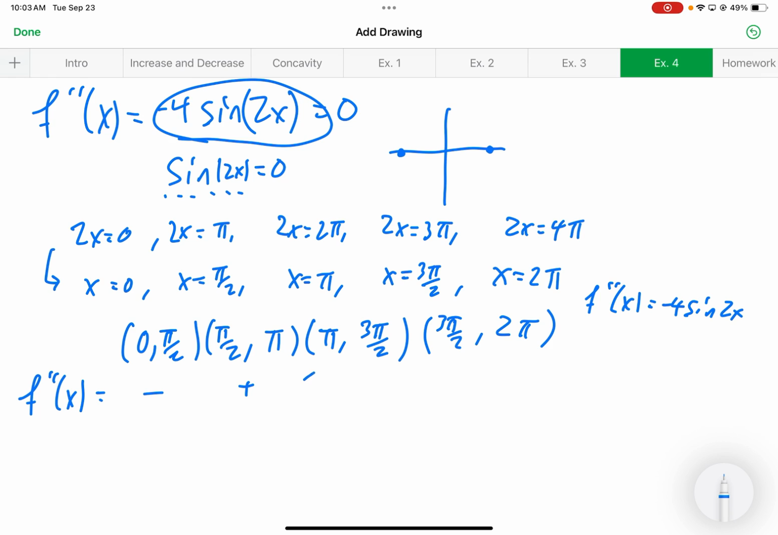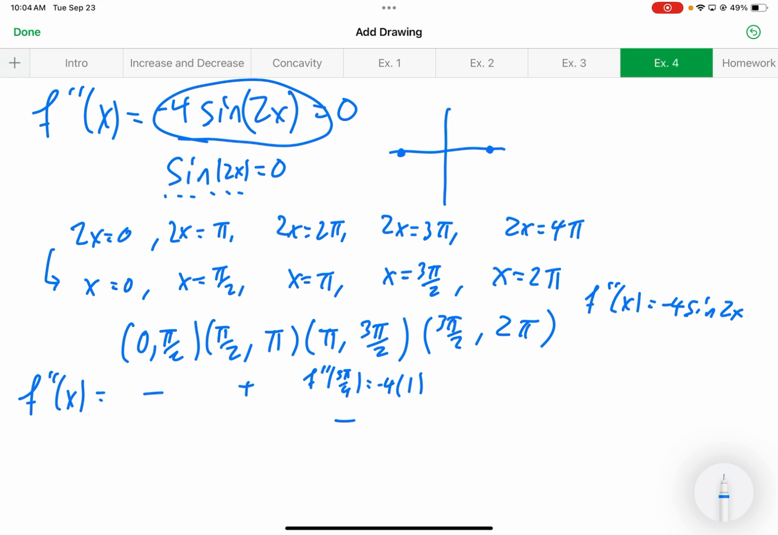5 pi over 4. Okay, so if I do f double prime of 5 pi over 4, I would get negative 4 times, okay, what is sine of 5 pi over, well, 5 pi over 4 times 2 is 5 pi over 2. So 5 pi over 2 would be north or south? I think it'd be north, right? Because you'd have 1 pi over 2, 3 pi over 2, and then 5 pi over 2 would be back up north. So what is the value of sine up there? Okay, so then I would have negative 4 times 1, which is going to give me a negative value.